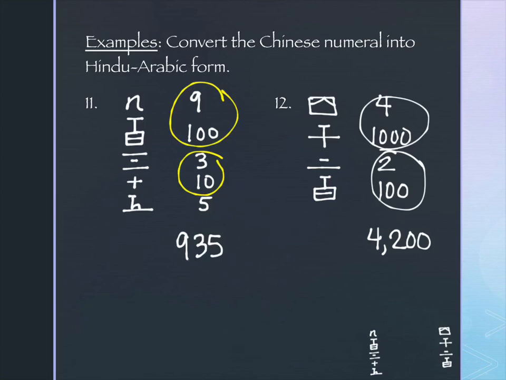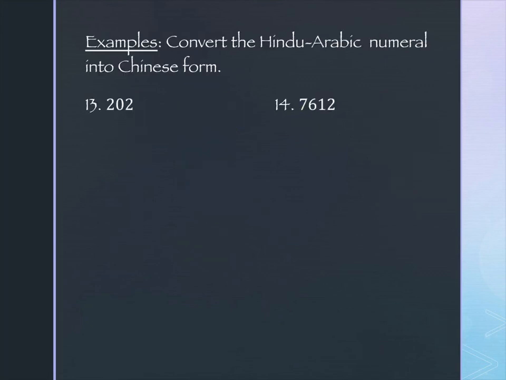Again, I think it's easier to move from their system into ours. Going the other direction is a little messier, but we can do it. So let's give that a try. Does everybody have those two written down? All good? Lovely. So we're going to do the number 202.